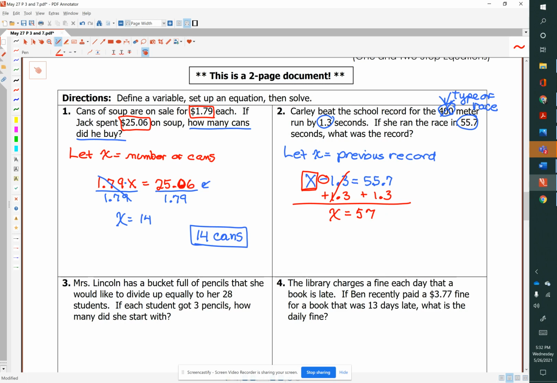57 seconds. So Carly's time was this short time, 55.7. The previous record, and we don't know who that was, 57 seconds, which was longer. So the question was, what was the record? Well, we were working in seconds here. So the record was 57 seconds.